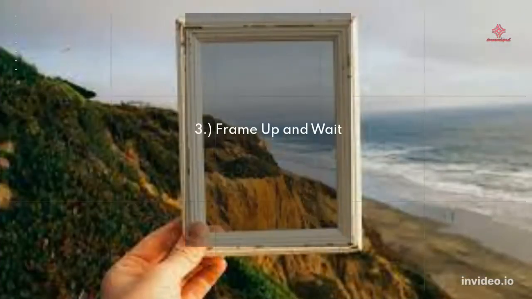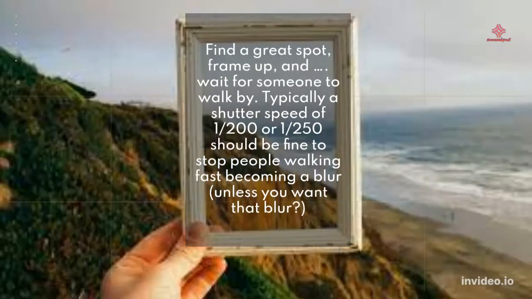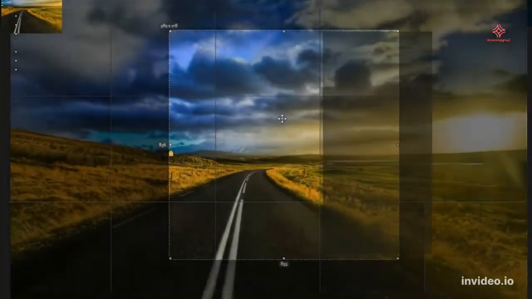3. Frame up and wait. Find a great spot, frame up, and wait for someone to walk by. Typically a shutter speed of 1/200 or 1/250 should be fine to stop people walking fast becoming a blur, unless you want that blur.